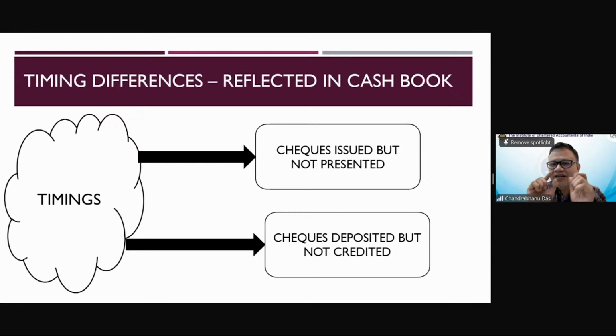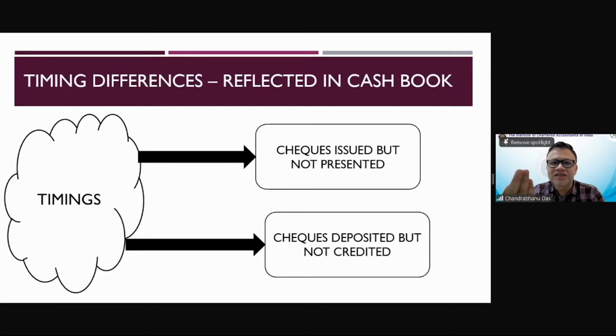But right now, you can understand that you cannot avoid a check: you cannot expect that a check given today will be realized today itself. Moreover, sometimes your bank account is one thing, you give a check of a different account. So checks are issued, but not presented. Customer has given you a check also. So you have got the check, you have deposited it, bank has not credited it.